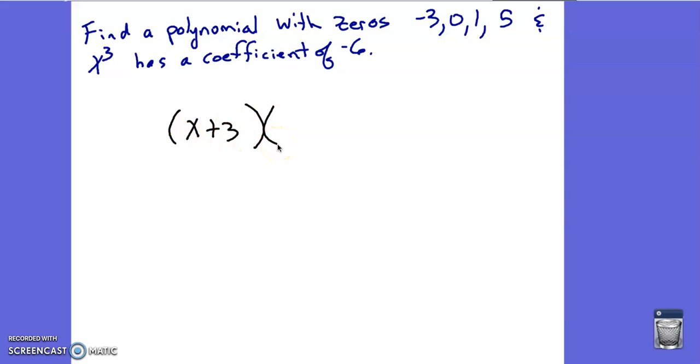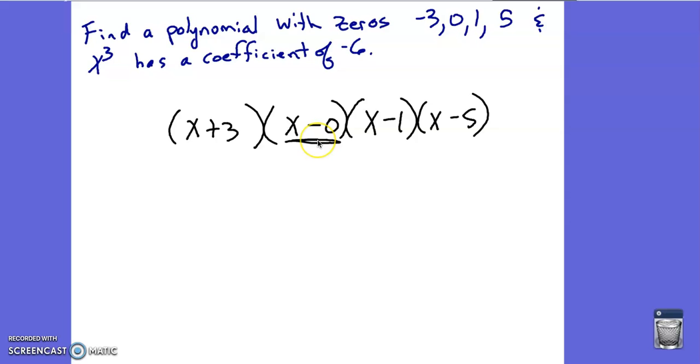If 0 is a 0, then x minus 0 is a factor. If 1 is a 0, then x minus 1 is a factor. If 5 is a 0, then x minus 5 is a factor. So again, now what I need to do, the fun part, is multiply all of that out. So this right here is just x, okay?